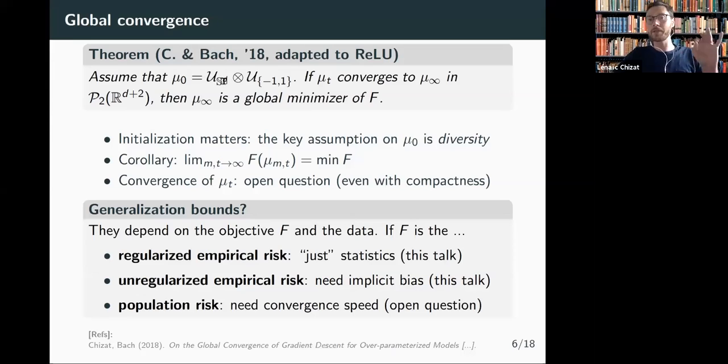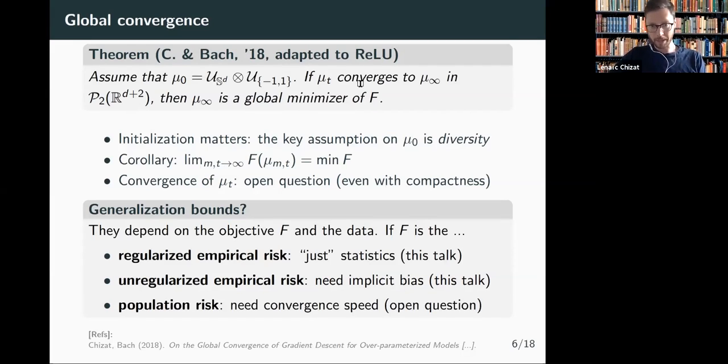So here I gave a specific example which satisfies our assumptions, but in fact, more general initialization could be considered. For instance, the hidden weights could be Gaussian, and this would still be satisfied. So the key assumption that we need at initialization is diversity of the weights. There is a corollary about this result: when m and t go to infinity, we converge to a global minimizer in function value. And here the limit in m and t can be interchanged.